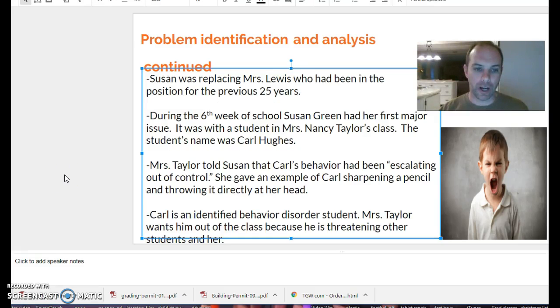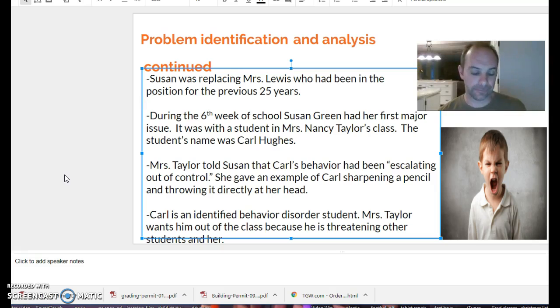Continuing with what we know, Susan was replacing Mrs. Lewis, who had been in the position for the previous 25 years. Now, a lot has probably changed in those 25 years of education, which we'll get into in a little bit. During the 6th week of school, Susan Green had her first major issue. It was with a student called Carl Hughes, and it was in Mrs.